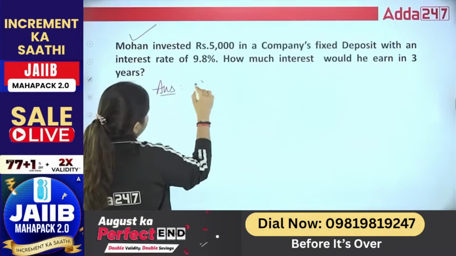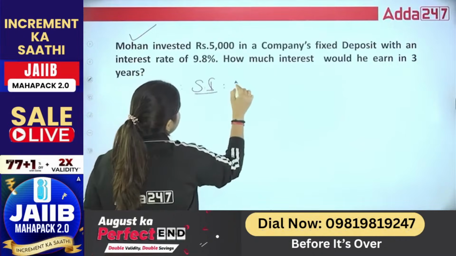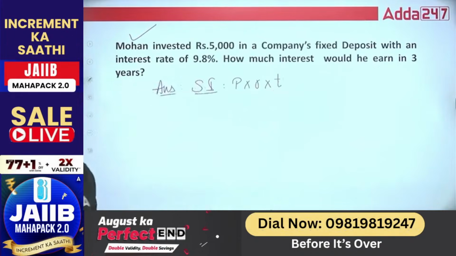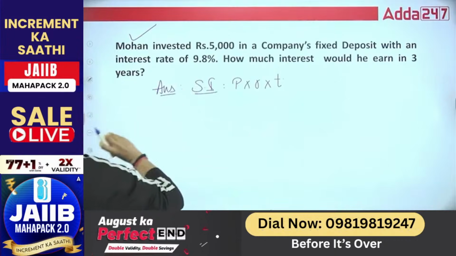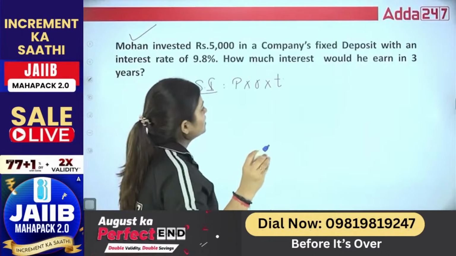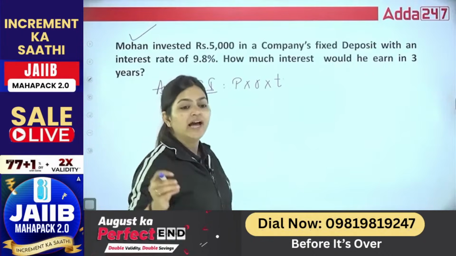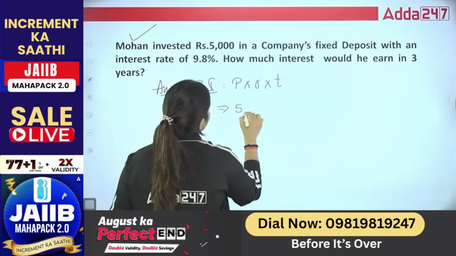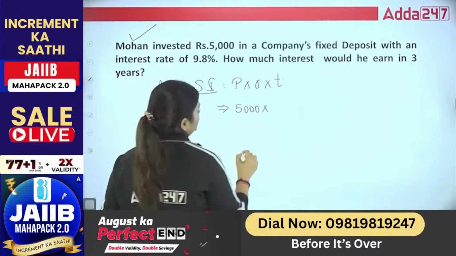Here, that simple interest, P into R into T. So here we are saying that every year Mohan will receive the same interest rate, that is 9.8%. So here, 5,000 equal to, okay.